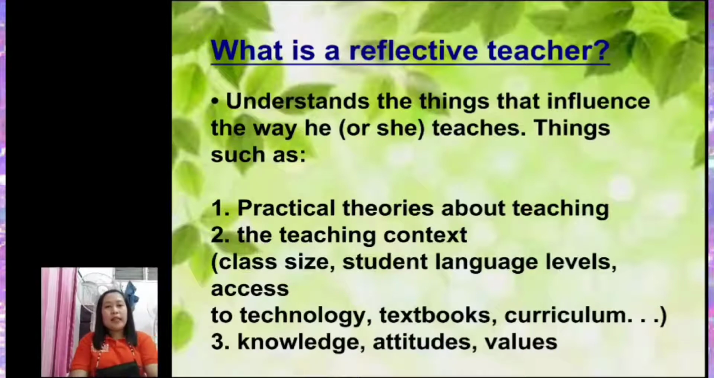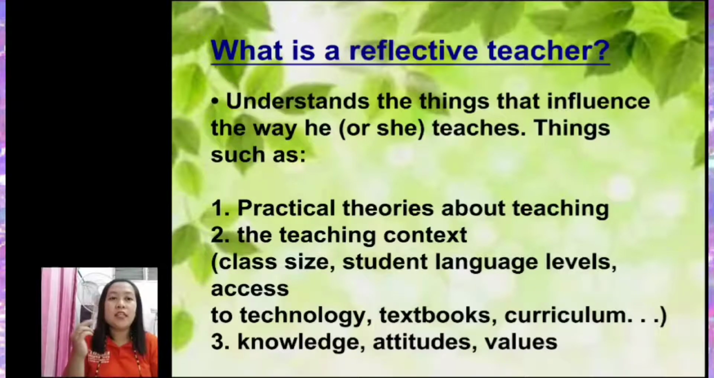Next, what is a reflective teacher? A reflective teacher understands the things that influence the way he or she teaches. Of course, you must understand the topic, the things that you're going to teach.